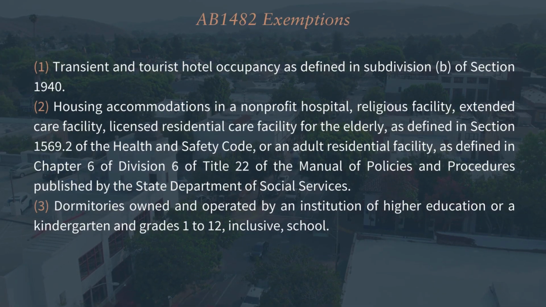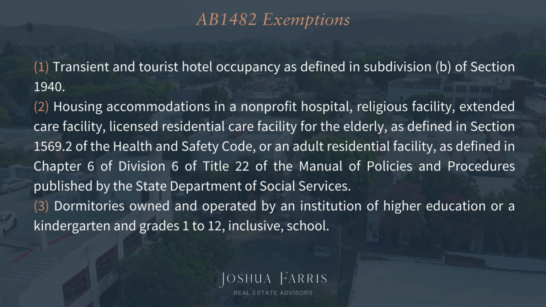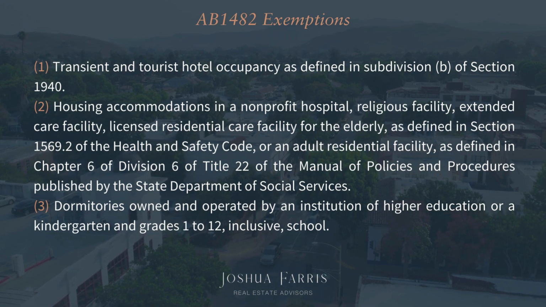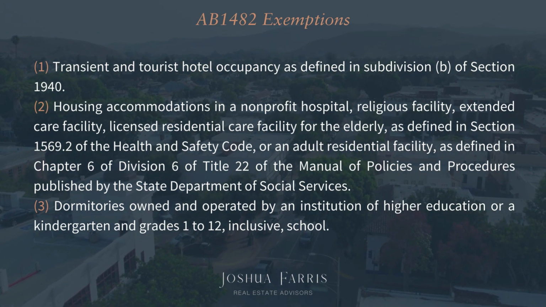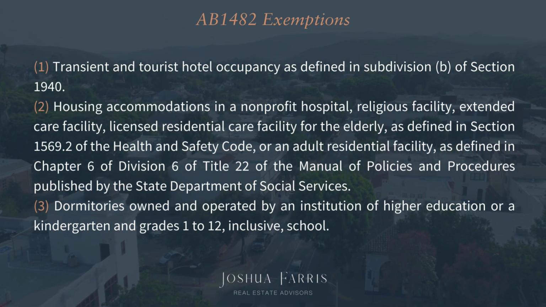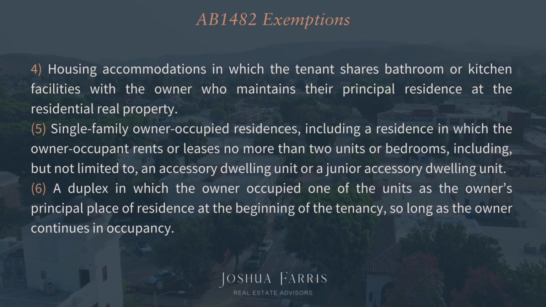All right, so now that we've talked about how to calculate the CPI, let's go ahead and talk about some exemptions. Exemptions from AB 1482. Let's go ahead and take a look at those. Transient and hotel occupancy is defined in subdivision B of section 1940. Housing accommodations for a nonprofit hospital, religious facility, extended care, etc. Dormitories owned and operated by an institution of higher education or a kindergarten grades 1 through 12.